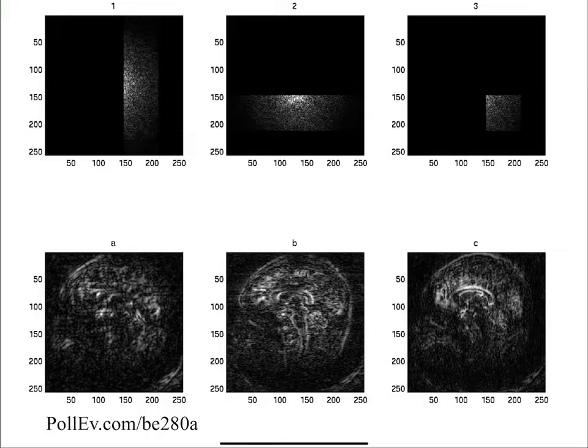Here's your next set of problems. Once again, now you have 3, 1, 2, 3, and you want to match them with A, B, and C. And once again, get in groups of 2 or 3 and discuss this and figure out what goes with what. Okay?